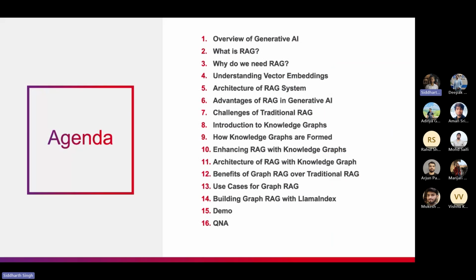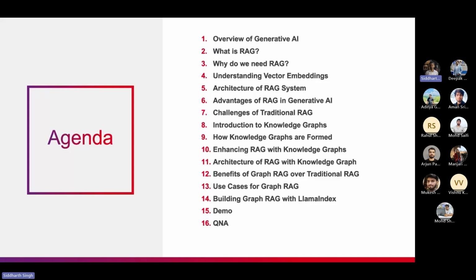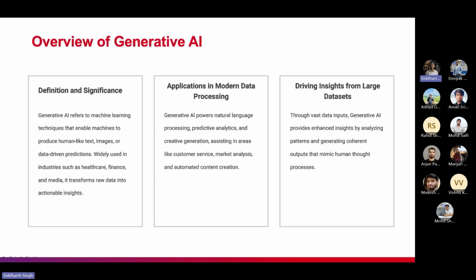Let's start with a quick look at our agenda. First, I'll give a brief overview of generative AI to set the stage, followed by an introduction to retrieval augmented generation. And then we'll look at why RAG is valuable, especially for AI-driven applications, and cover some core concepts like vector embeddings. And then we'll get into the architecture of our RAG system, its advantages, and some of the challenges of traditional RAG. After that, I'll introduce knowledge graphs, explain how they are created, and how they can be used to enhance RAG. We'll take a look at the architecture of RAG when combined with knowledge graphs, and compare the benefits of this graph RAG approach over traditional RAG systems. I'll then walk through some real-world use cases for graph RAG, and we'll cover how to build one using LlamaIndex.